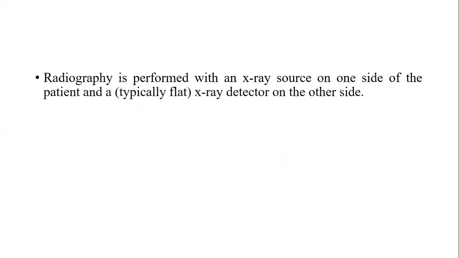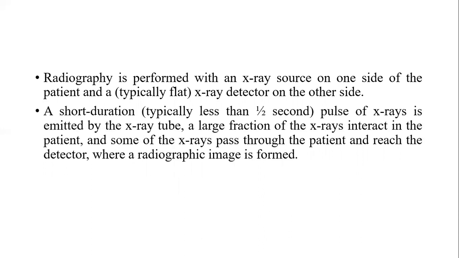It is performed with an X-ray source on one side of the patient's body and an X-ray detector on the other side. A short duration pulse of X-ray, typically less than half a second, is emitted by the X-ray tube. A large fraction of the X-ray interact in the patient, and some of the X-ray passes through the patient and reaches the detector, where the radiographic image is formed.